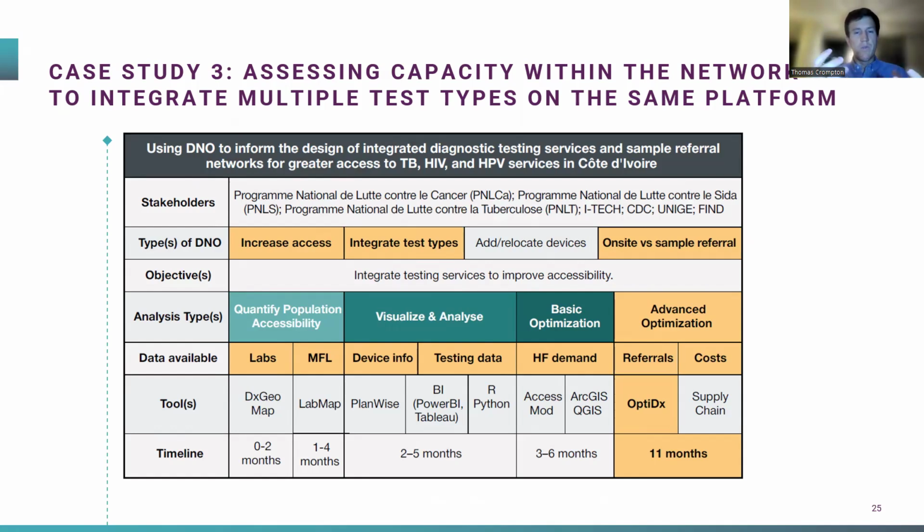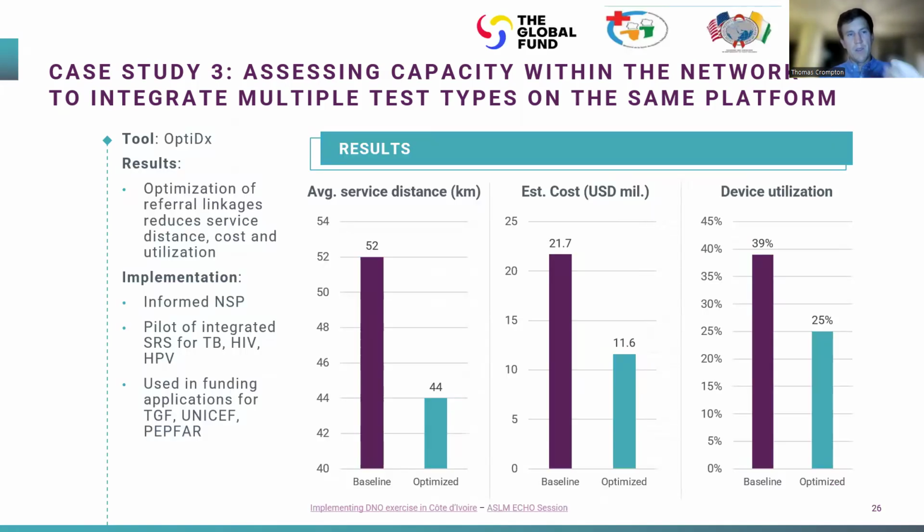It can look at all your different parameters and your costs and give you the cheapest and most efficient, cost-effective system for the country. And so the results we see from that after optimizing the system is our average service distance, so think about that as a proxy for turnaround time, was reduced. So that's the distance from the laboratory to the closest sample collection site. The cost of the whole network was nearly halved, and the device utilization was dramatically reduced. And so that's just by optimizing the network and after doing test integration.